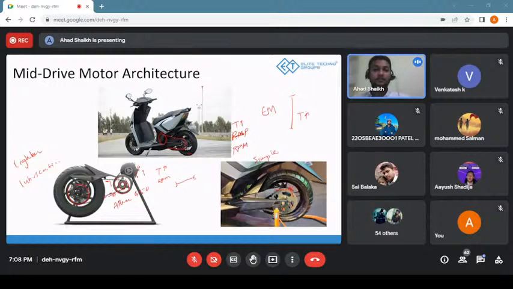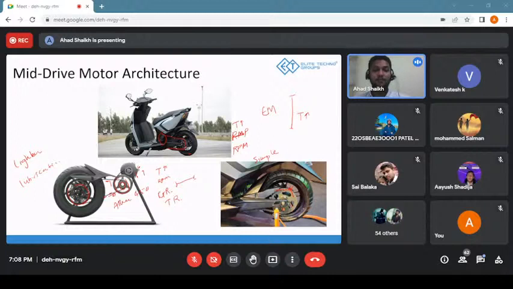Okay, so what we can do is include high gear ratios, or we can say transmission ratio, so we can have higher torque at the wheel, and we can also achieve maximum rpm.